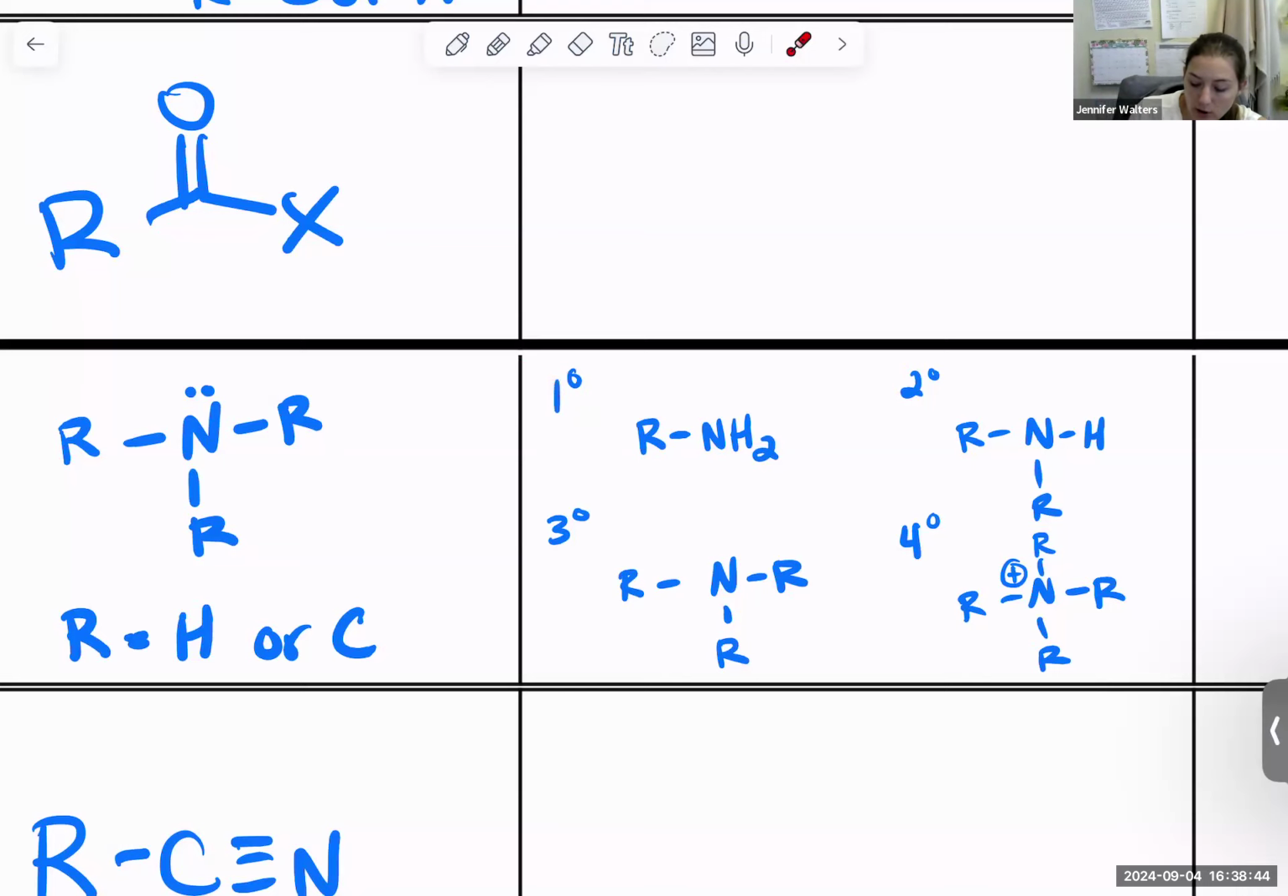So looking at our primary amine, that is where nitrogen is connected to 1 carbon. Secondary amine is nitrogen connected to 2 carbons. Tertiary amine is nitrogen connected to 3 carbons. Quaternary amine or quaternary ammonium salt is where you are connected to 4 carbons. You now get a positive charge.